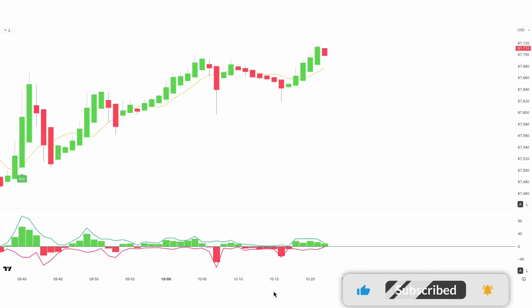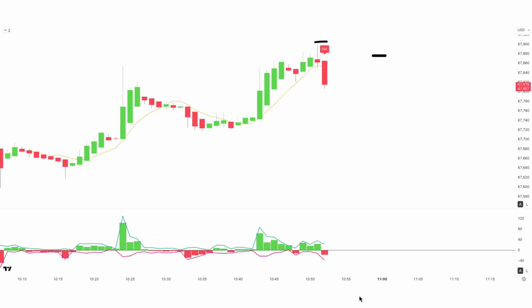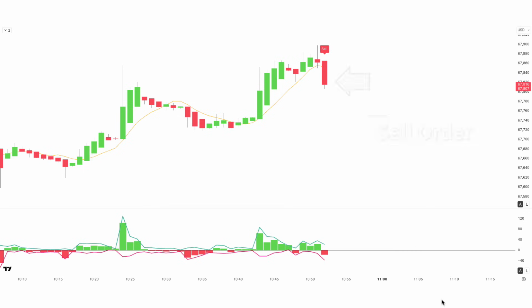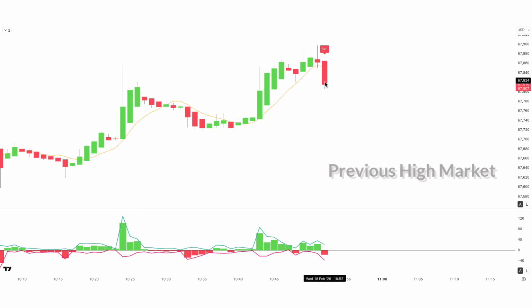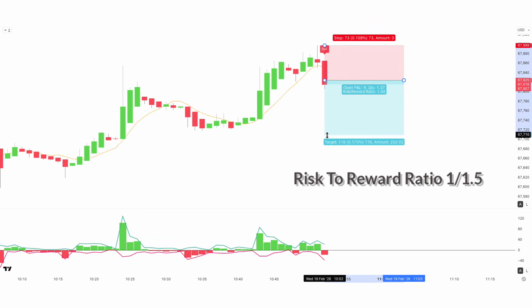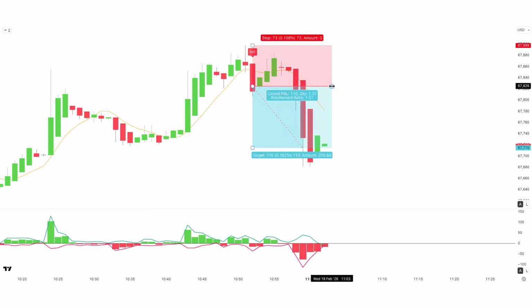Now our setup is ready. Let's see how we use these trading setups. When the breakout pullback arrow of this indicator is a sell signal, the Elder Ray indicator should show red columns, when the market forms a bearish candle. If this condition is fulfilled, then we will place a sell order. Our stop loss is to be placed at the previous high of the market, and the risk to reward ratio will be 1:1.5. The market has completely hit the target.